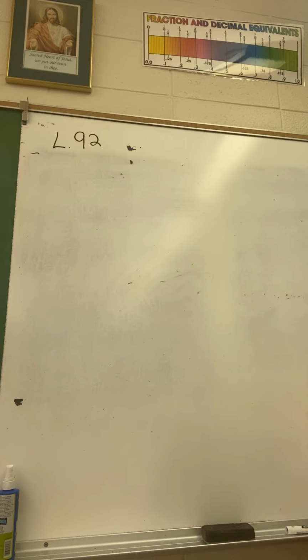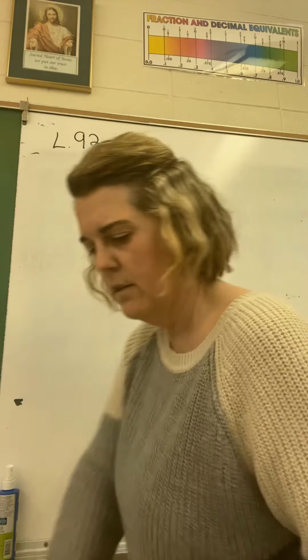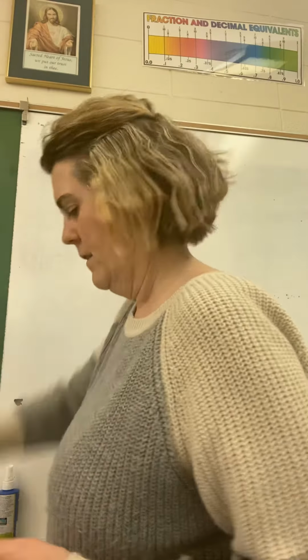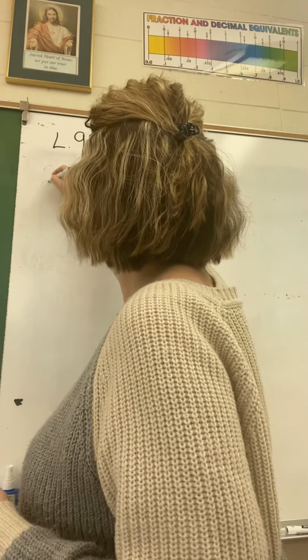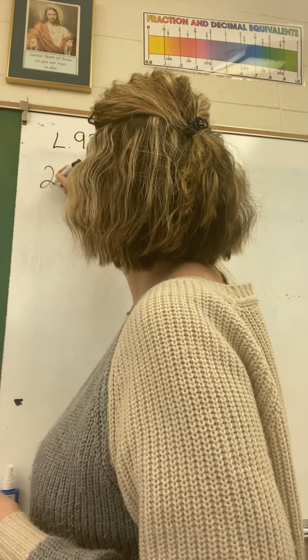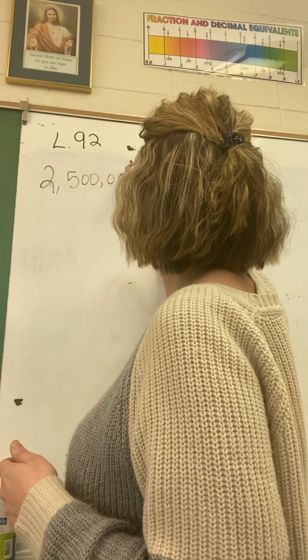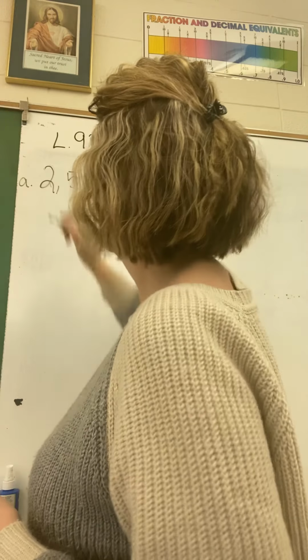Okay, lesson practice. A says write 2,500,000 with expanded notation using exponents. So 2,500,000. And this is A on your practice set.